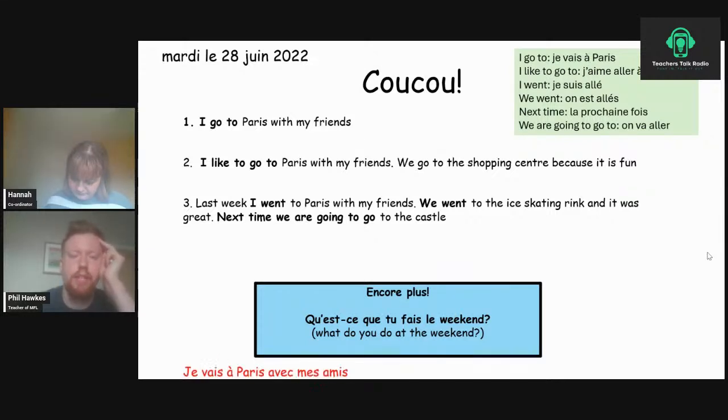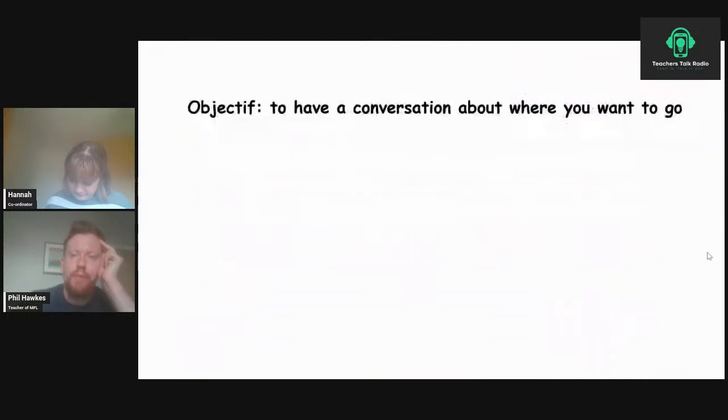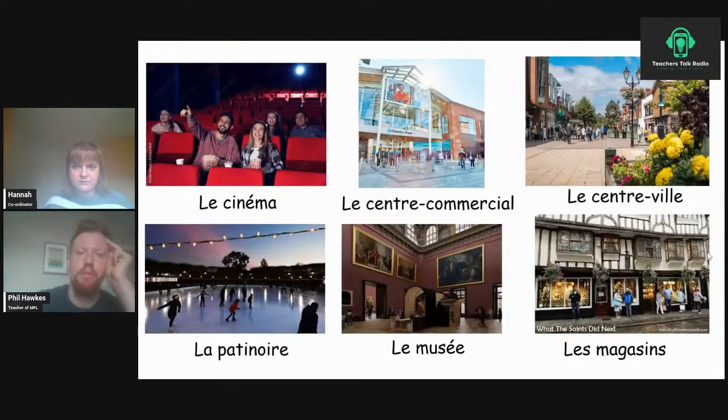So quick starter activity. Okay, as I said at the start, have a goal at the end of the lesson, something that you want them to be able to achieve. I don't get them to copy down the objective or anything like that, but I just quickly, almost to remind myself, this is what I want them to be able to do at the end of the lesson. Have a conversation about where you want to go. So that's the aim of the lesson. So we know what we're aiming for.